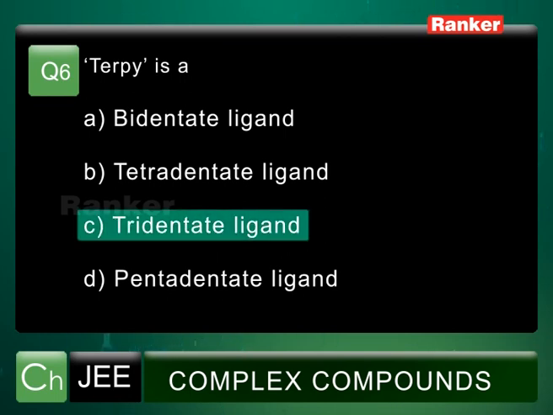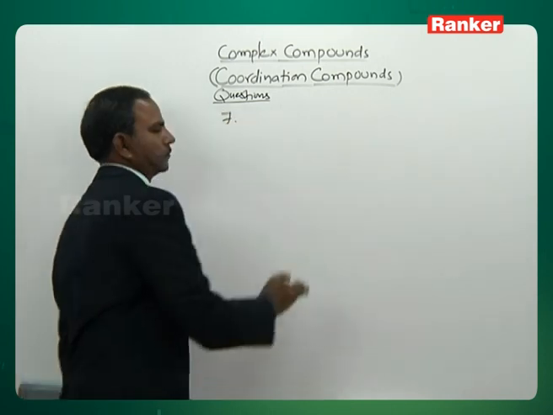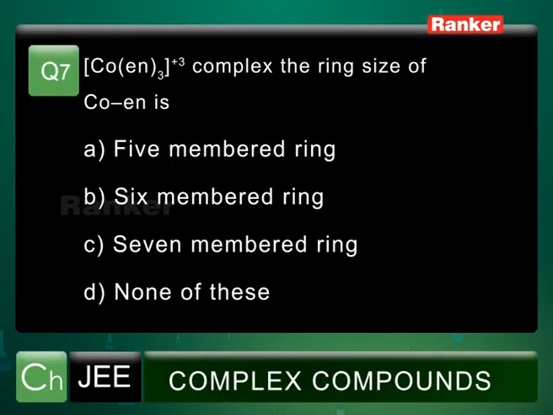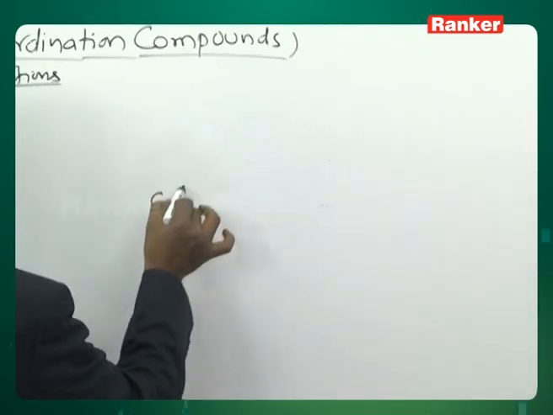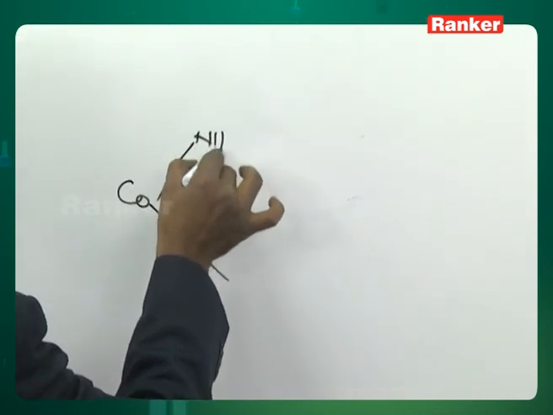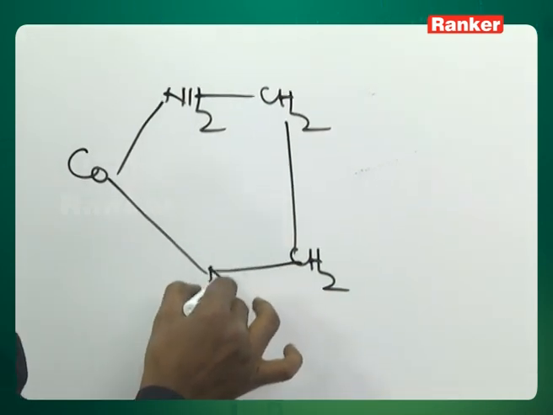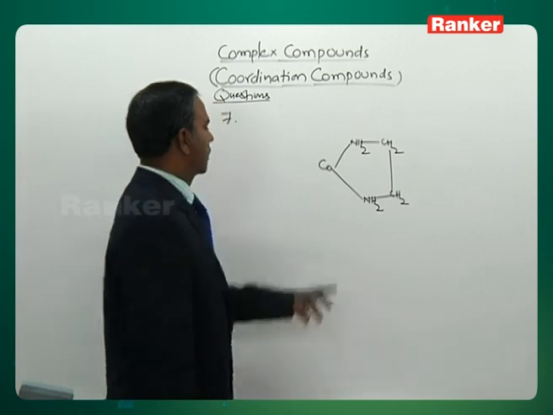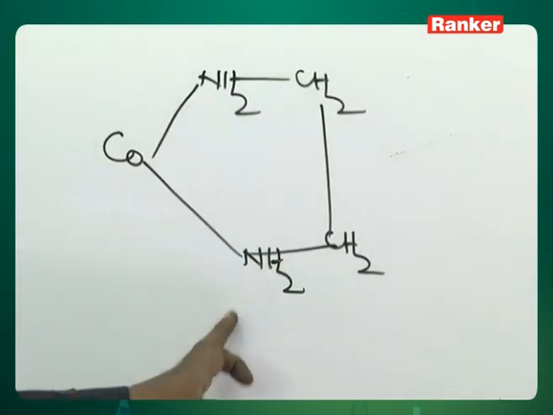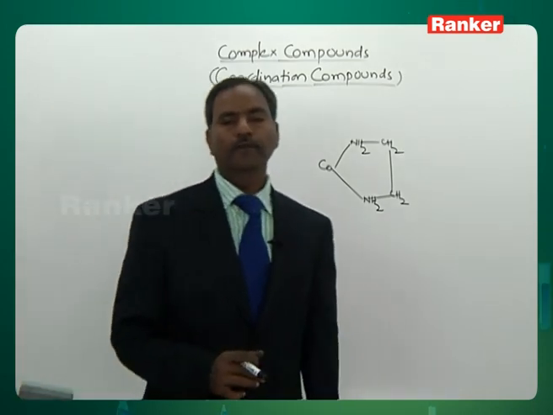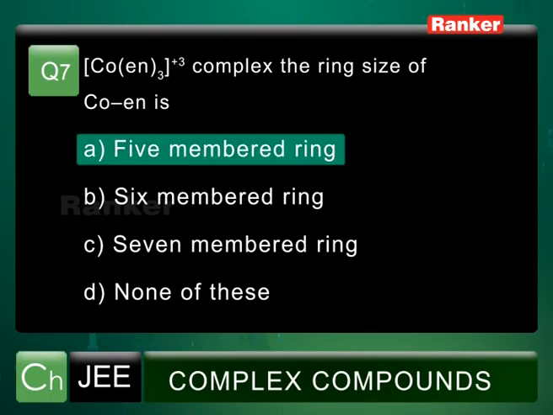Coming to question number 7. Co(en) taken thrice plus complex, the ring size of Co(en). Option A 5-member ring, option B 6-member ring, option C 7-member ring, option D none of these. Let us see Co(en), each ring let us take. Co(en), Co diamine. This is 1, 2, 3, 4, 5. It is simply a 5-member ring. Therefore, the answer is A, 5-member ring.